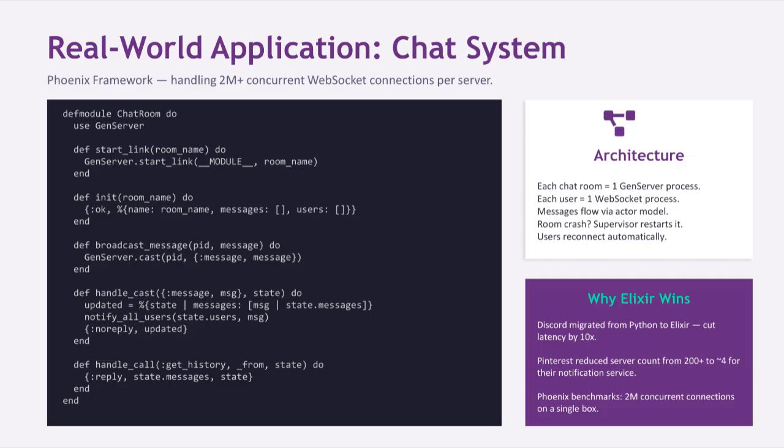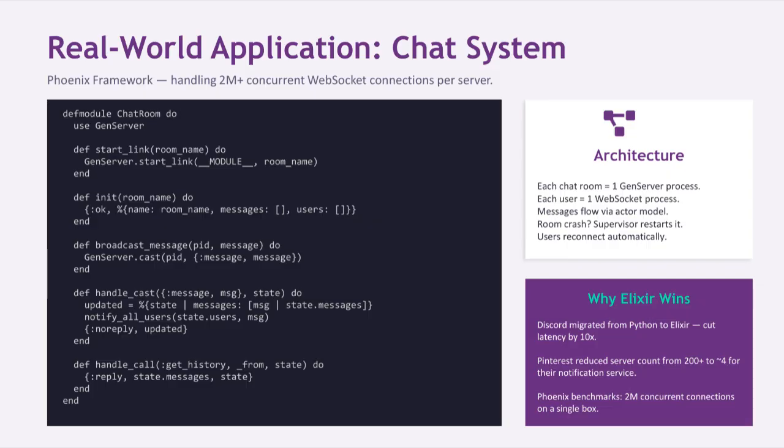The architecture is elegant. One process per chat room, one process per user connection. Messages flow through the actor model. If a room's process crashes, maybe someone sent malformed data, the supervisor restarts it instantly from a clean slate. Users reconnect automatically. This isn't hypothetical.